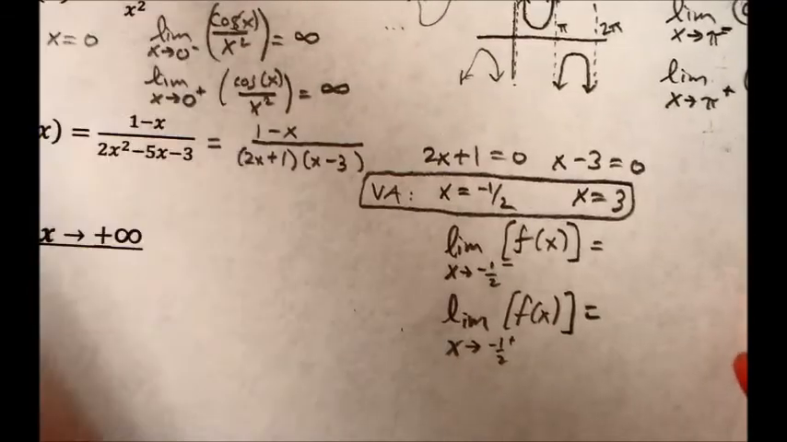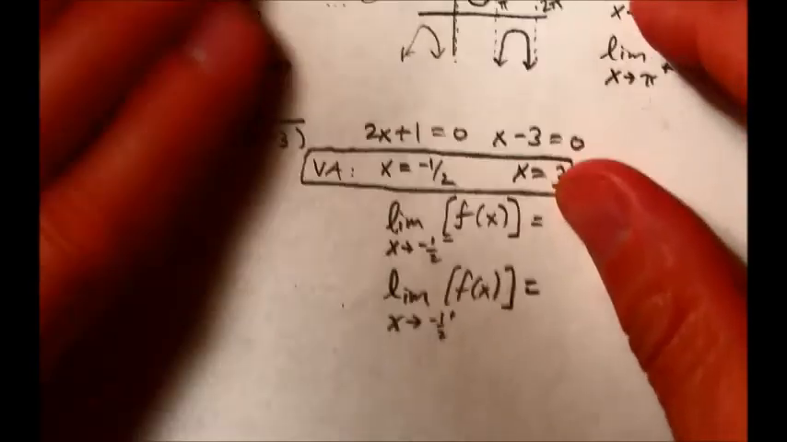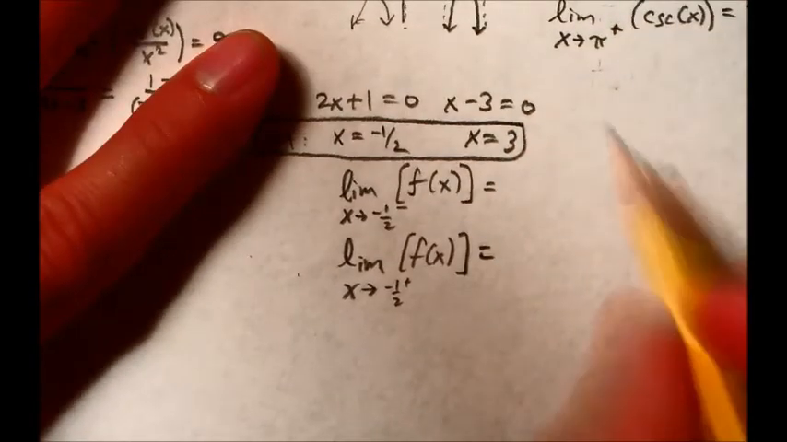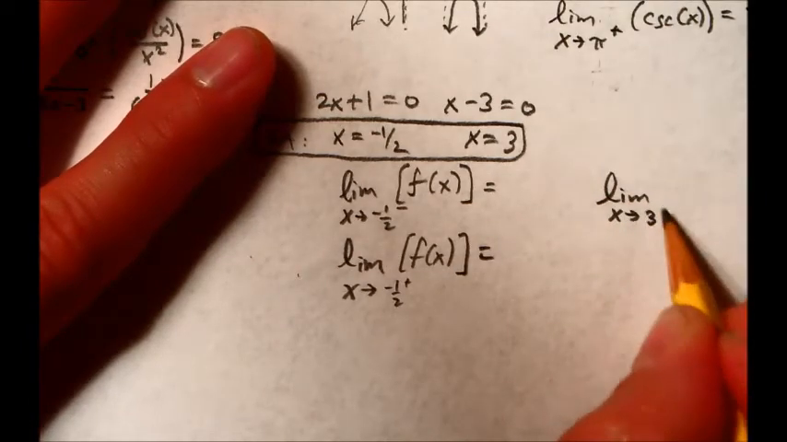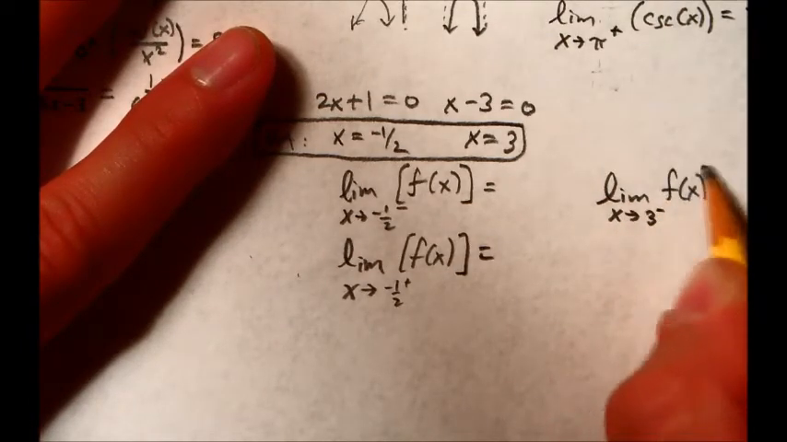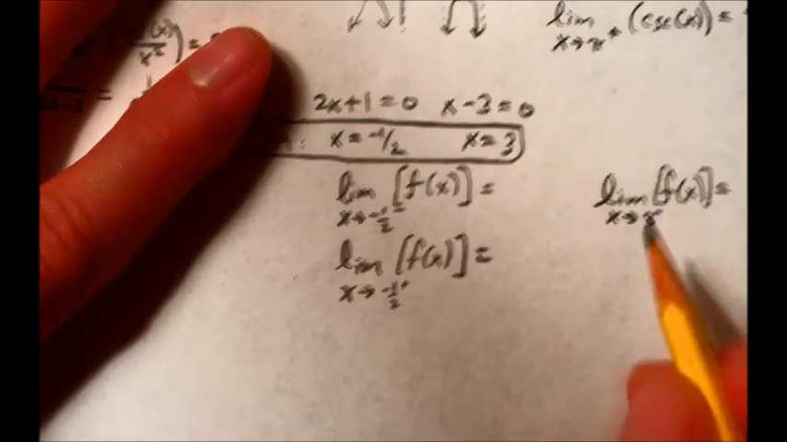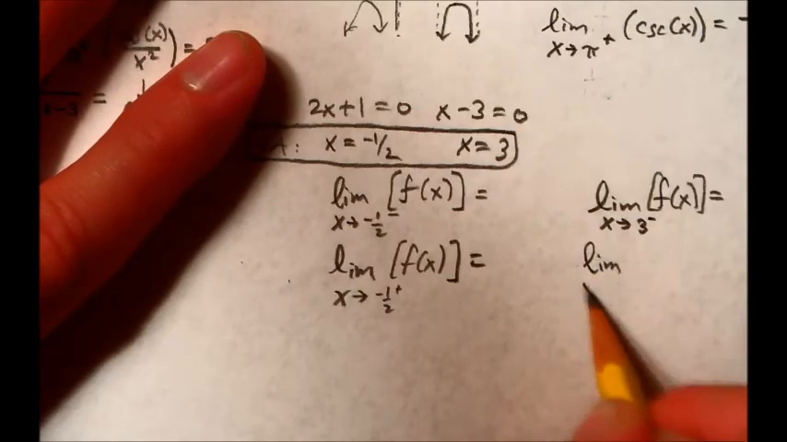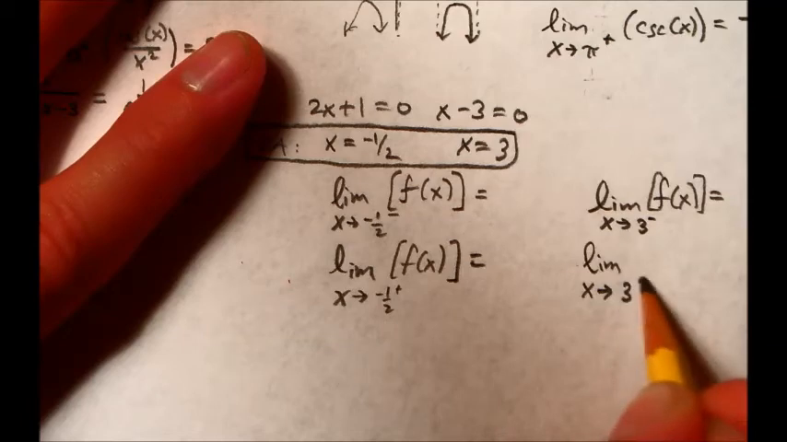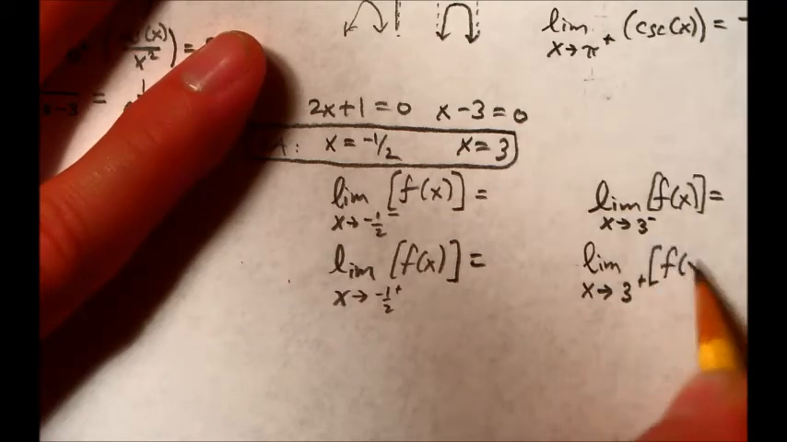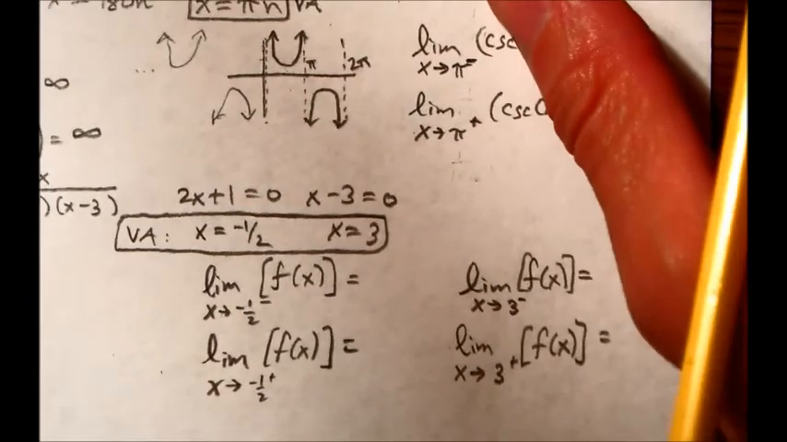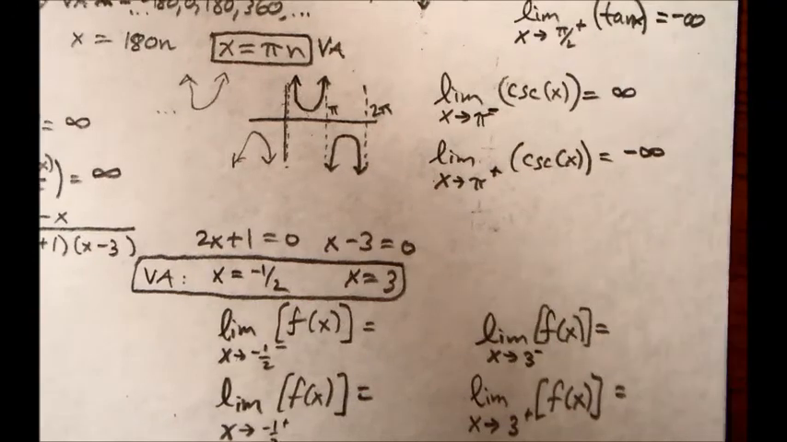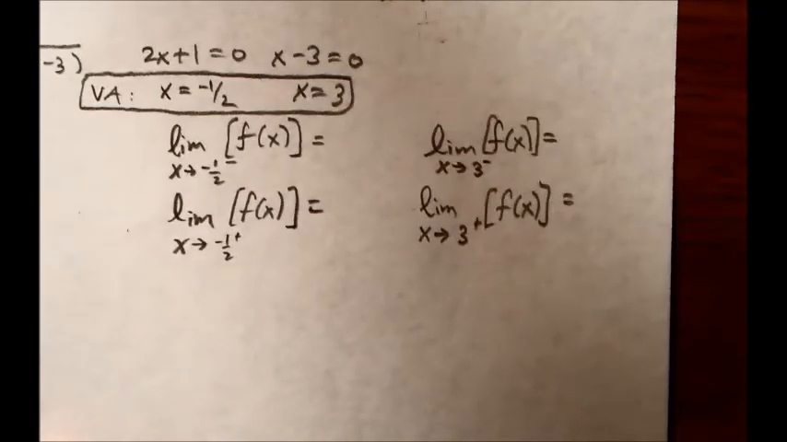Let's write out our options here. X goes to 3 from the left and the right. Okay, so hopefully you see what we're doing. We're trying to check the limit on both sides of each asymptote. So we really have 4 problems to work on here. Alright, it might just be helpful to see the graph. It'd be nice to just have that graph handy so you can see the behavior.